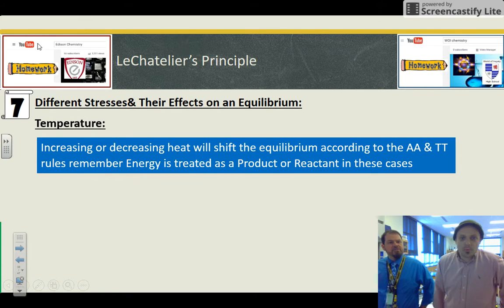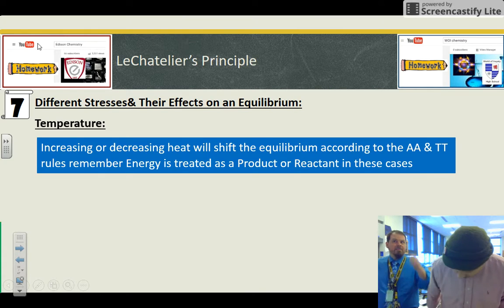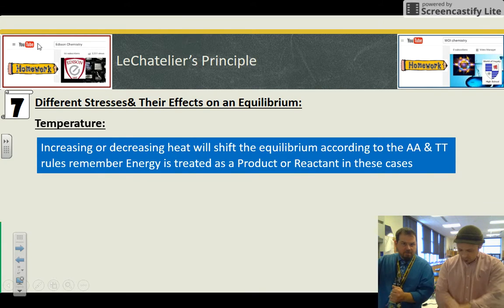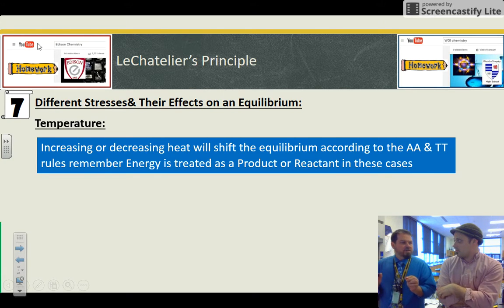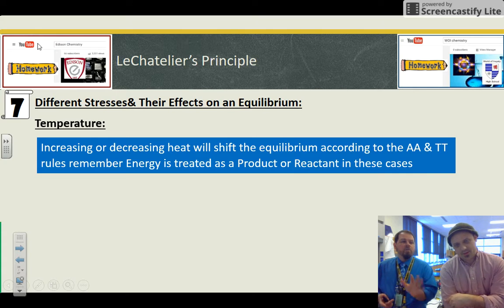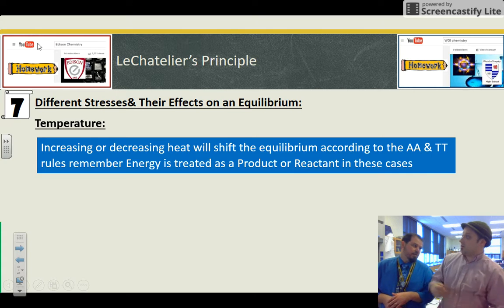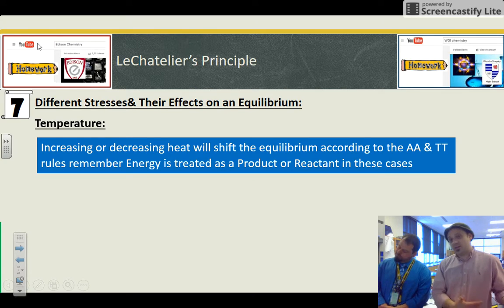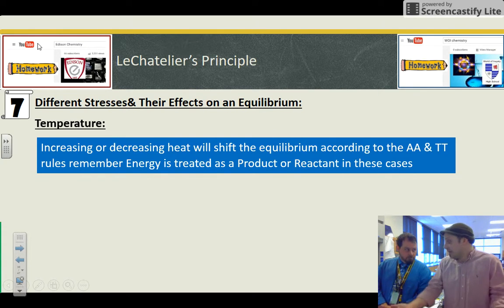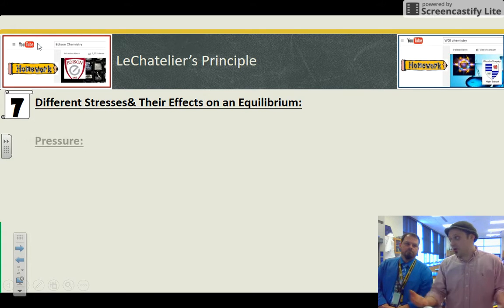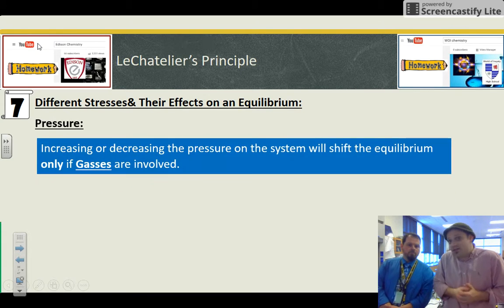Now, temperature. If I increase or decrease temperature, I'm either increasing the movement for more collisions or decreasing the movement for fewer collisions. But normally you're going to see the temperature in kilojoules written as a product or a reactant, and we're just going to treat them like that to make this easier. Some reactions are endothermic, and if it's not endothermic, it's exothermic. So heat plays a role. It's an ingredient in the reaction. The particles can't collide with enough energy if they don't have the right heat.